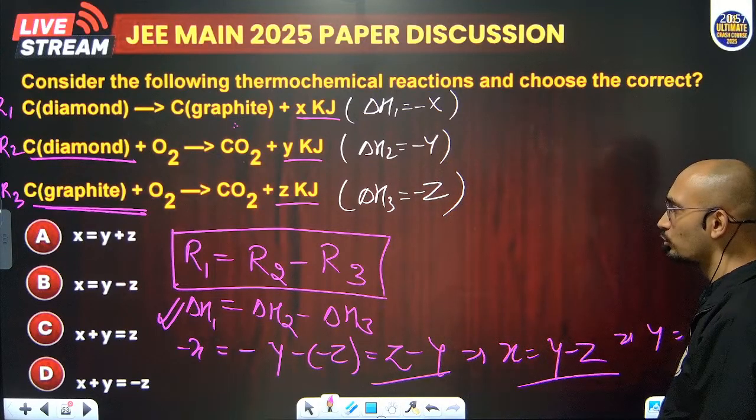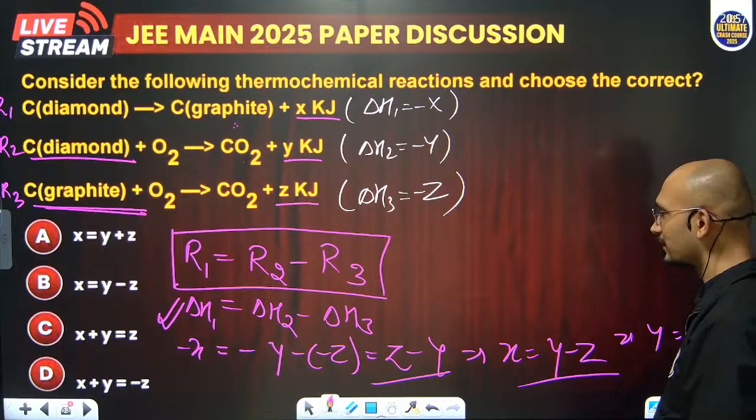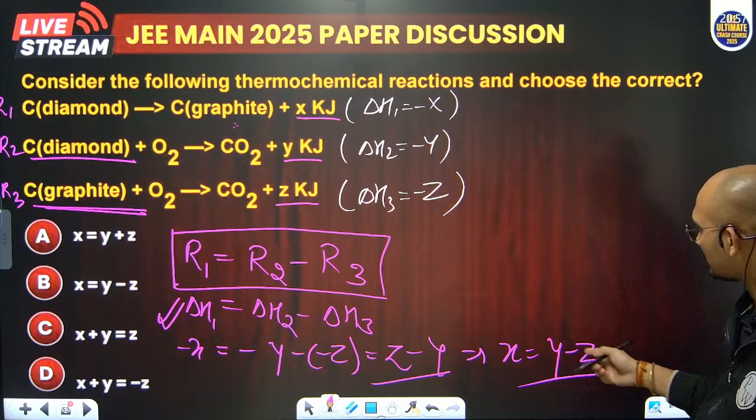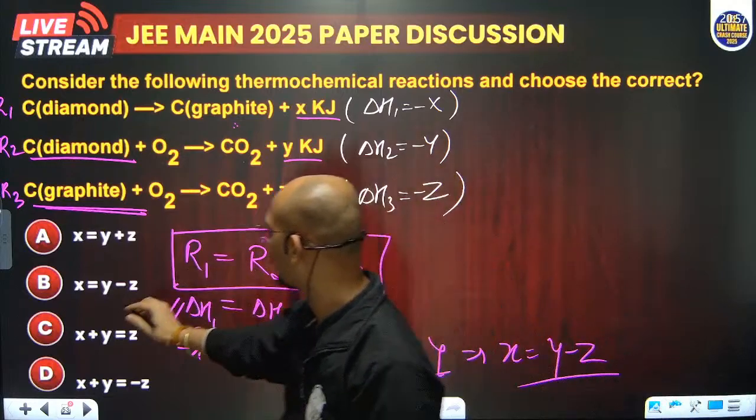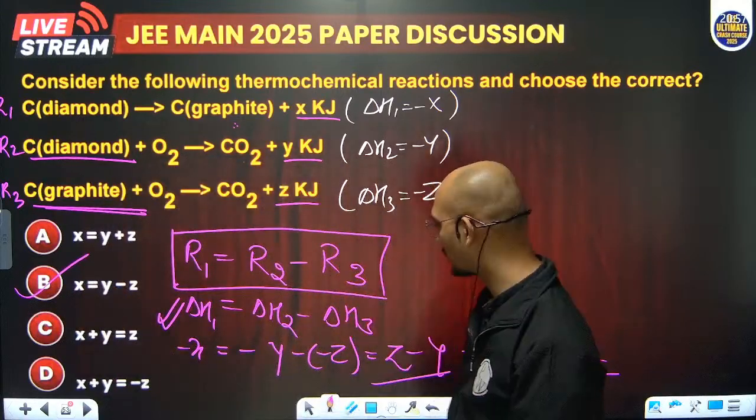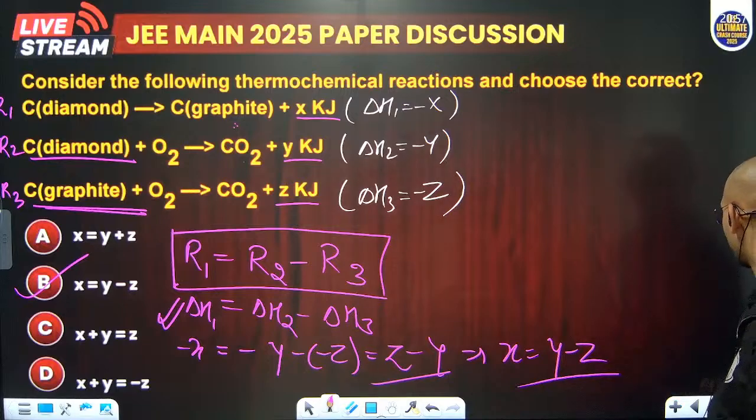Is there any option that confirms this? Y equals X plus Z? Any of them? X equals Y minus Z. X equals Y minus Z. Option is B. Option is B. Very easy type of question.